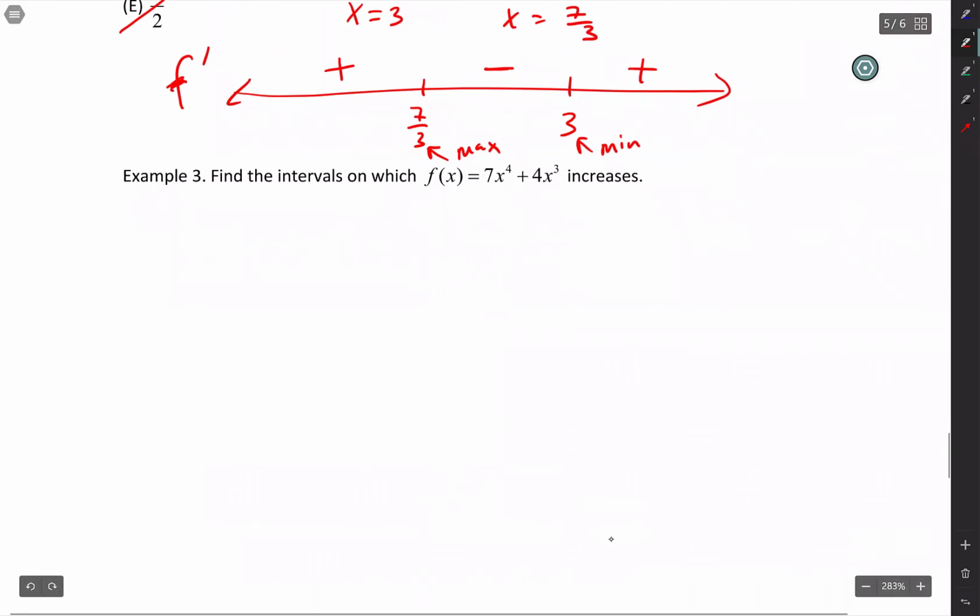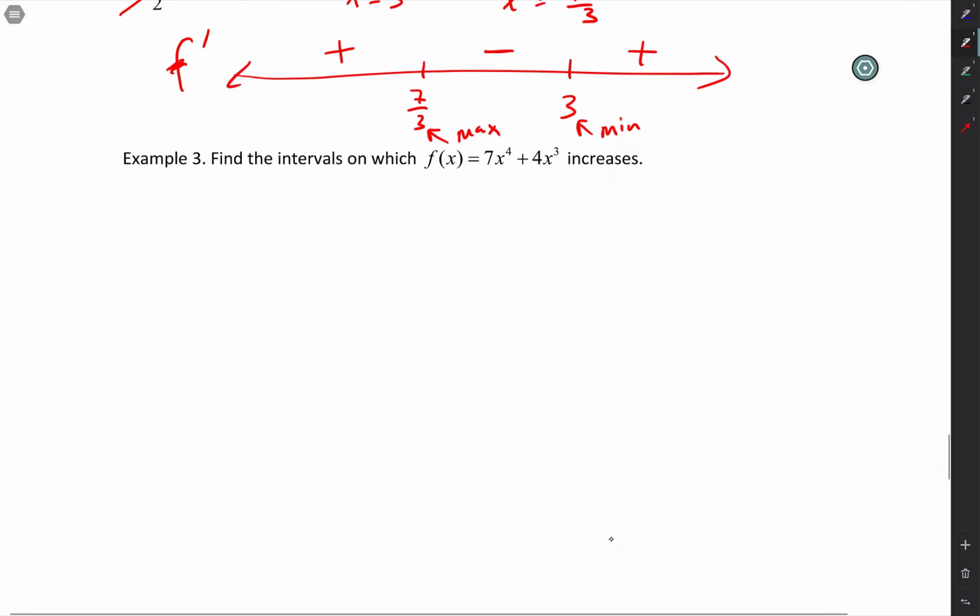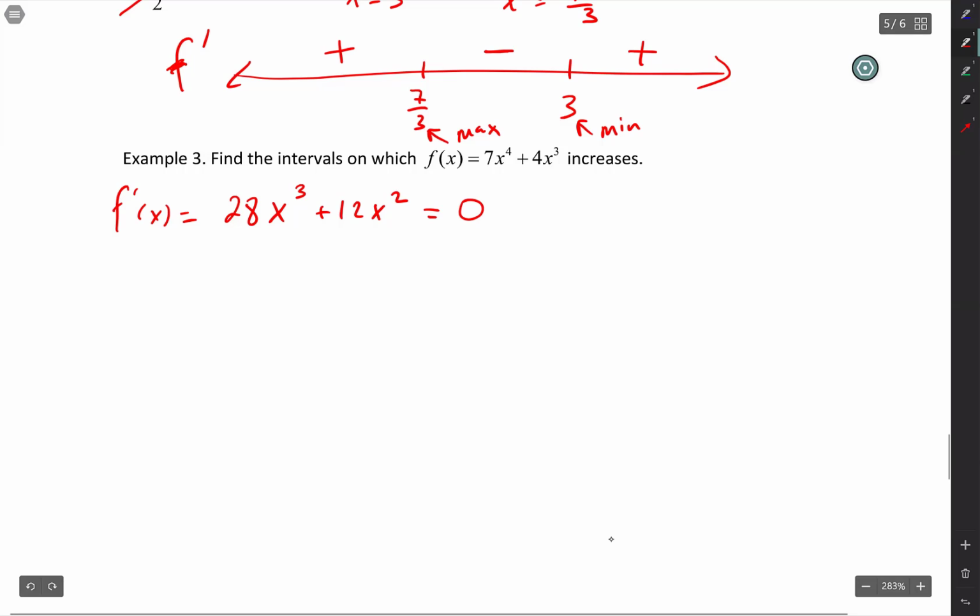Okay, that one's pretty basic. Find the intervals on this graph where it's increasing. All right, ready for the intervals, guys? I'm going to take a derivative because I'm finding my critical number. 7 times 4. Okay. 28, that's cubed. 4 times 3. I'm going to set this equal to 0. Yeah, if you have a polynomial, set it equal to 0. I'm going to find my candidates or my critical points. I'm going to factor out an x squared. And what else can I factor out?